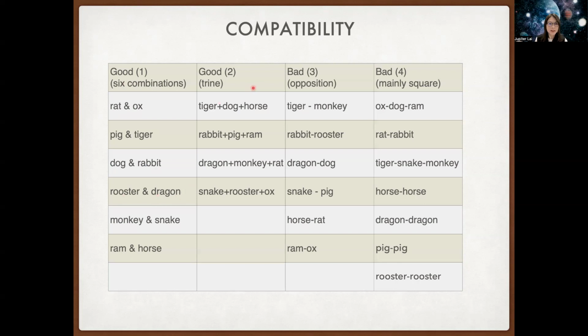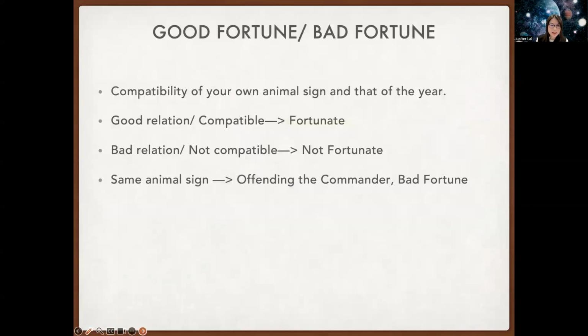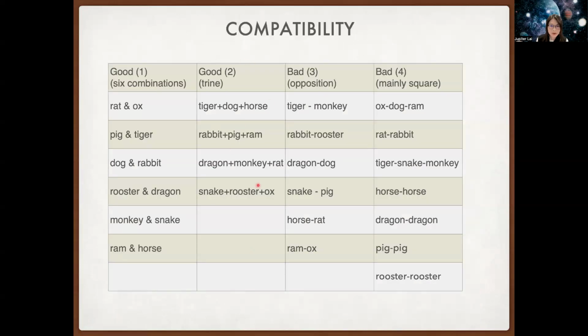So we have another way of good compatibility. That's when the animals are in a trine relationship, like tiger, dog, horse, rabbit, pig, ram. That is just like the air sign and the fire sign, which is exactly as in the Western Zodiac. If you make a trine relationship, the grand trine, they are in good relationship.